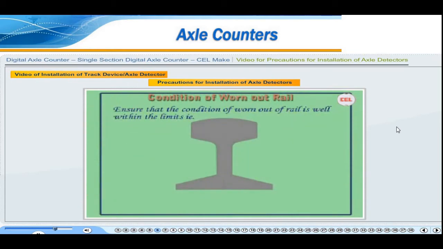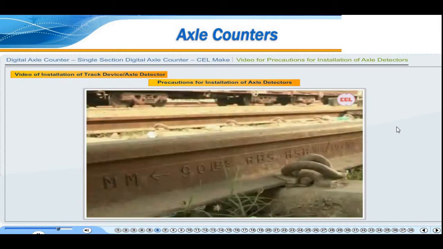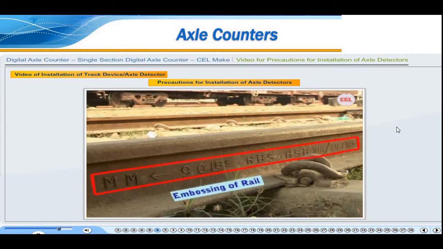4. Ensure that the condition of worn out of rail is well within the limits. For 60 kgs, it should be less than 13 millimeters. For 52 kgs, it should be less than 8 millimeters. For 90 R, it should be less than 5 millimeters from the top. Number 5. Ensure that the embossing of rail is never covered by axle detectors.